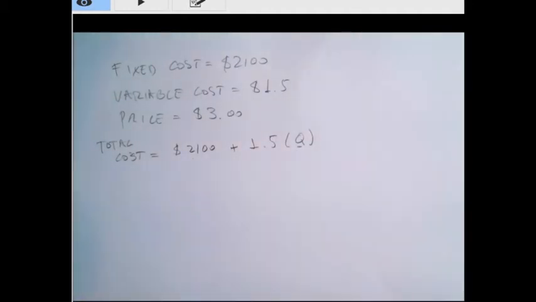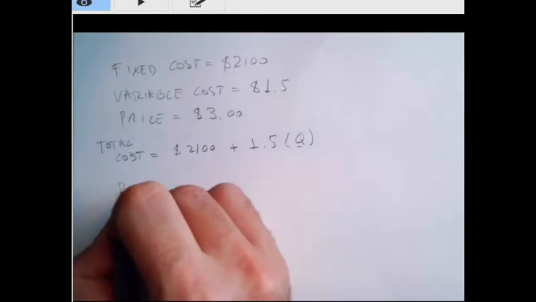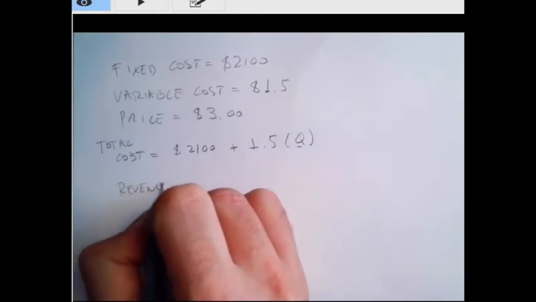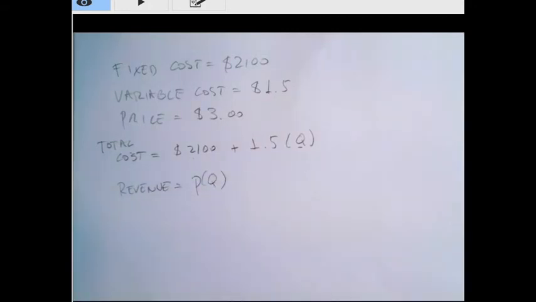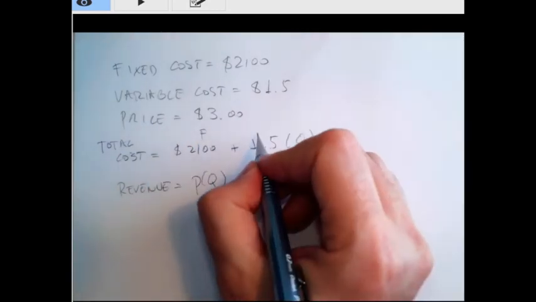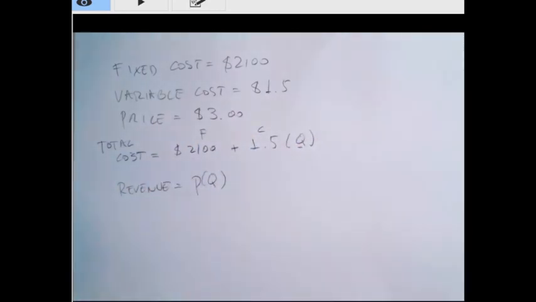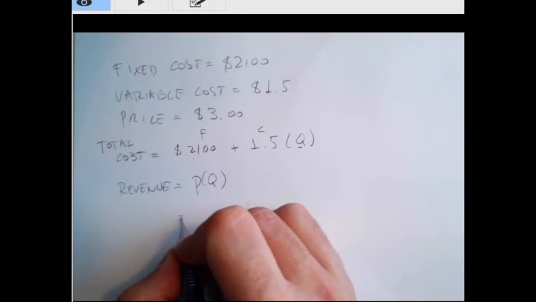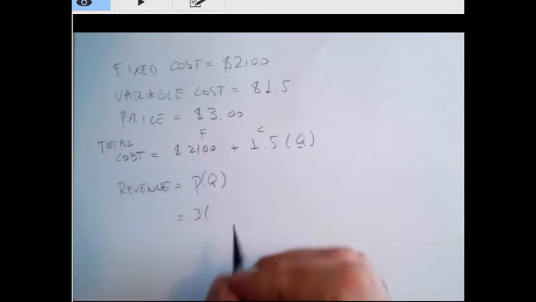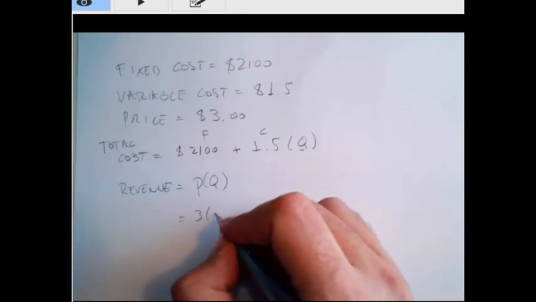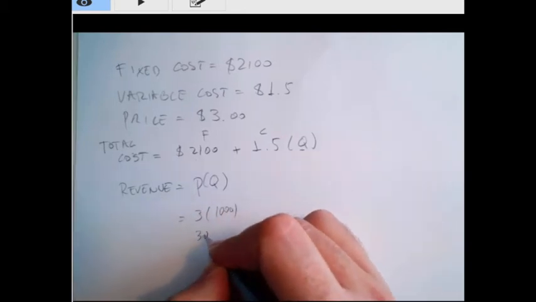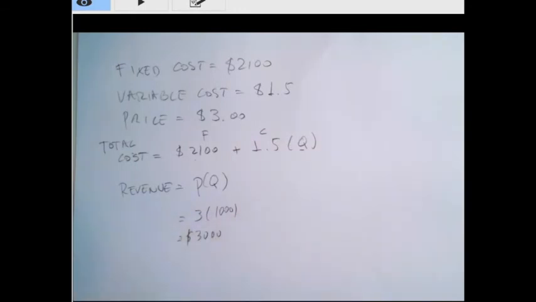Okay. Well, what is going to be the revenue formula? Revenue is going to be price times quantity. And the cost is fixed cost plus variable cost times Q. So if my price is $3, and I sell 1,000, my revenue is going to be 3,000, right? So whatever quantity information you have, just plug it into the formula.